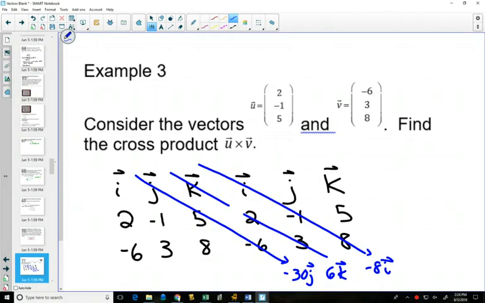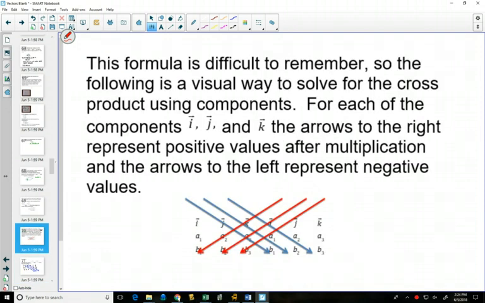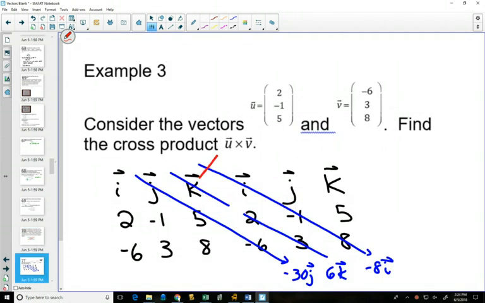Here are our negative ones, starting with the k, which will be 6k and negative. 15i and negative. 16j and negative.